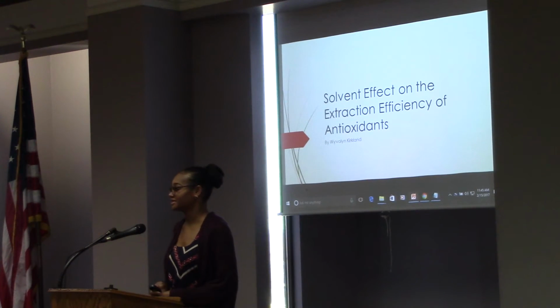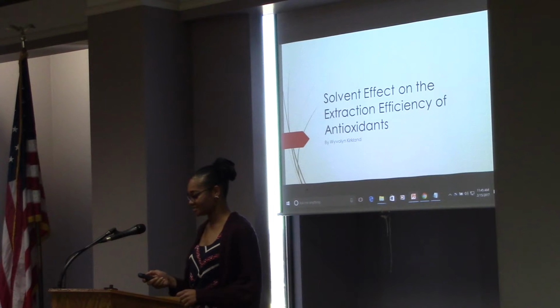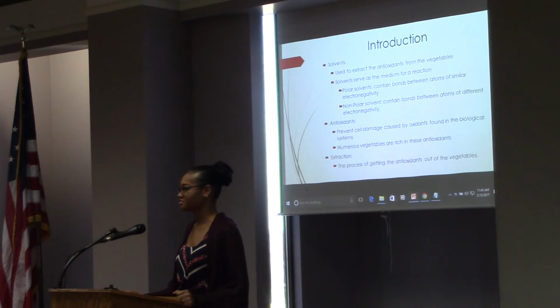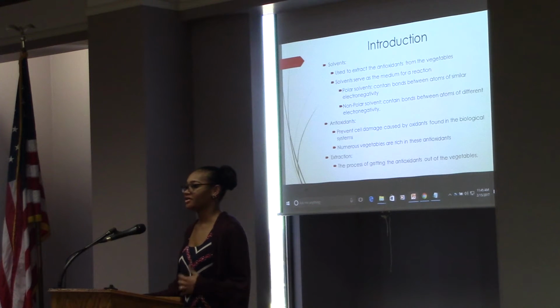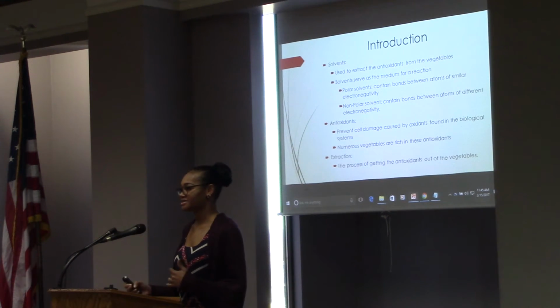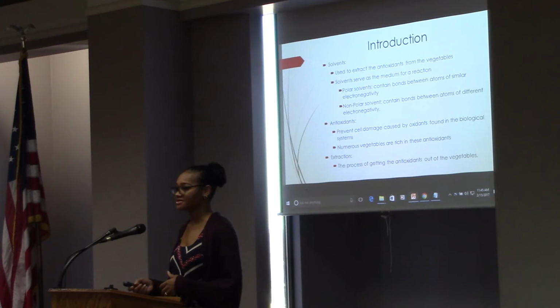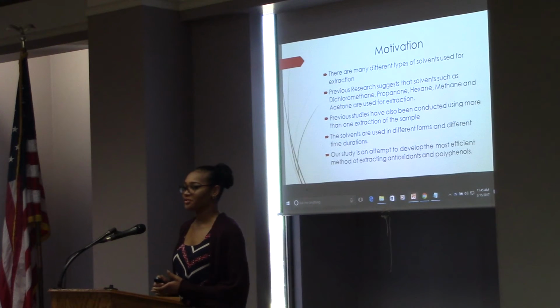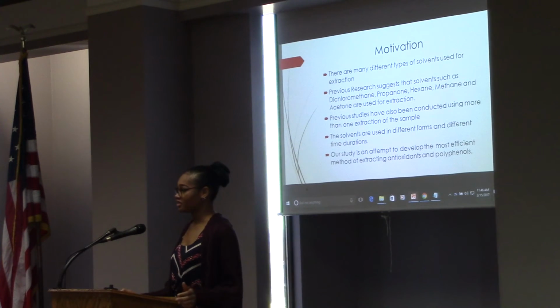My experiment was done on the solvent effect on the extraction efficiency of antioxidants. Solvents are the medium used to extract antioxidants out of fruits and vegetables. Antioxidants help prevent cell damage caused by oxidants in our biological systems. And when I say the term extraction, I mean the process of getting the antioxidants from out of the fruits and vegetables. My motivation for doing this experiment was that there are many different types of solvents used to extract antioxidants from fruits and vegetables.